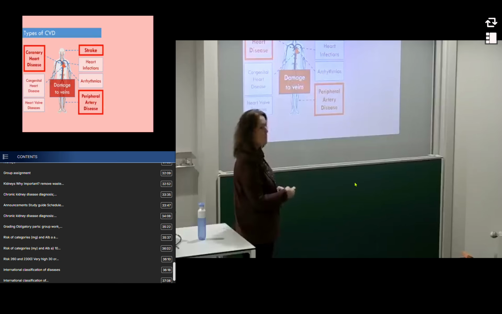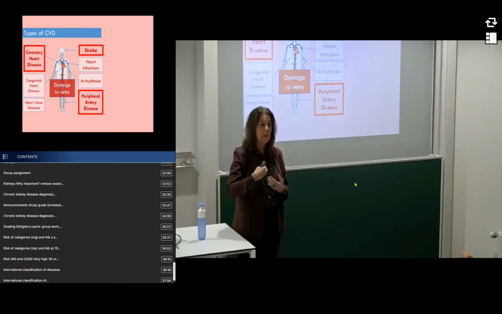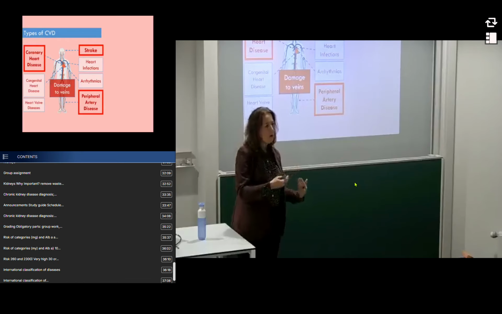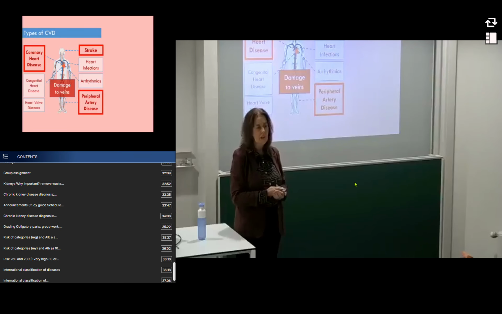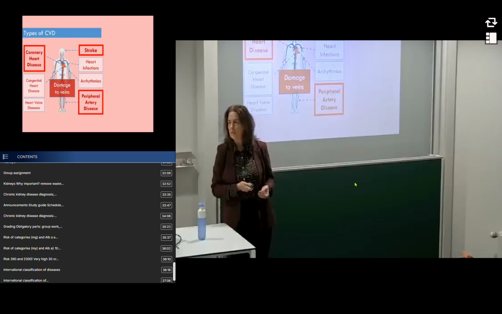There's also damage to the veins. So the arteries bring the oxygen-rich blood into parts of the body, and the veins bring the blood back to the heart without oxygen, and then the blood is circulated through the body again. So there's also damage to the veins that could be somehow related to some nutritional factors, but not as strong as the atherosclerotic heart diseases.